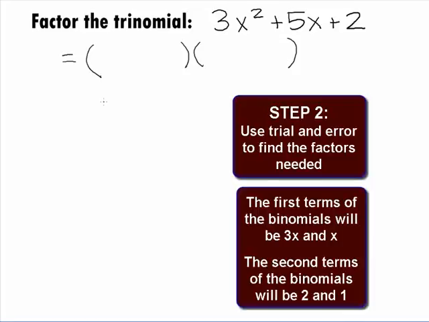Also, we need to make sure that we get the right combination of these factors so that when we multiply them out, we get our trinomial of 3x squared plus 5x plus 2. One possible combination to try is having the 3x and x in the first positions and the 1 and the 2 in the last positions.